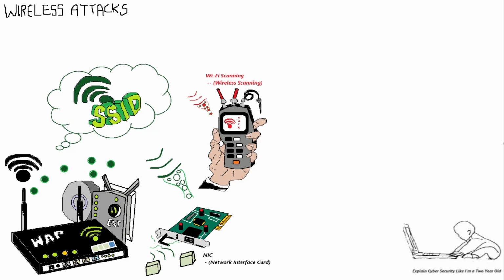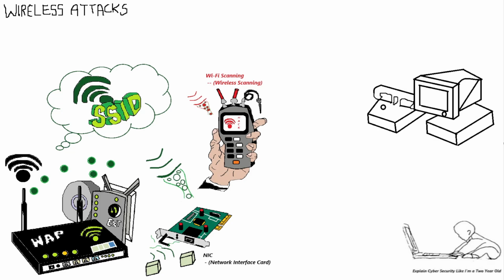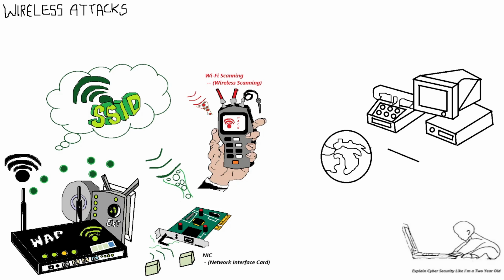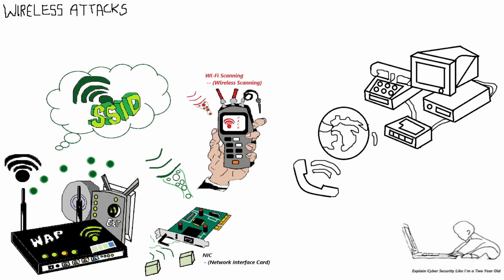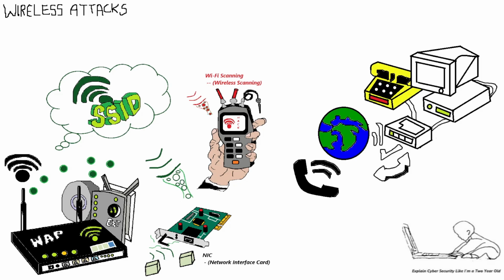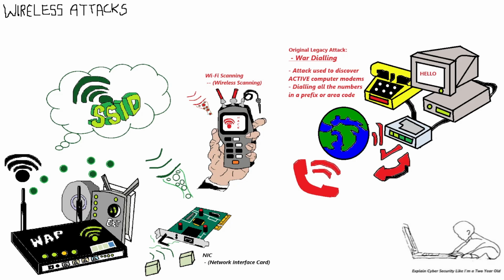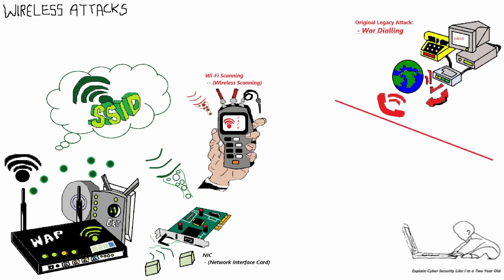Starting with the original OG attack, which was known as war dialing. Remember those days where you had to have a dial up modem connected to your phone line and that special phone number you had just to dial up to the then www internet, to which an attacker would then perform war dialing, which was used to discover active computer modems by dialing all the numbers within a certain city or area code. So, why is this important if this is history?